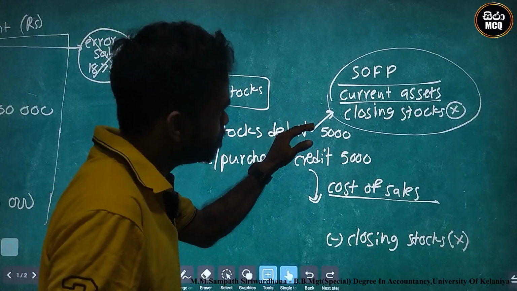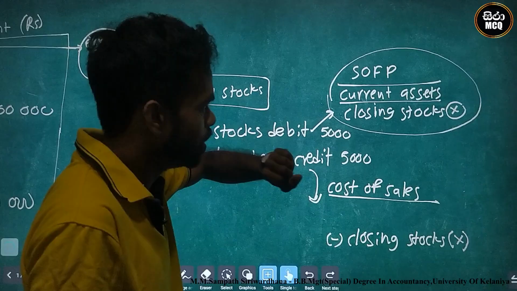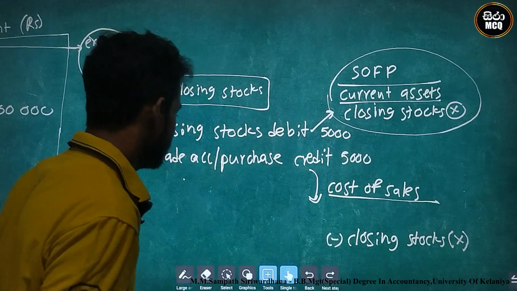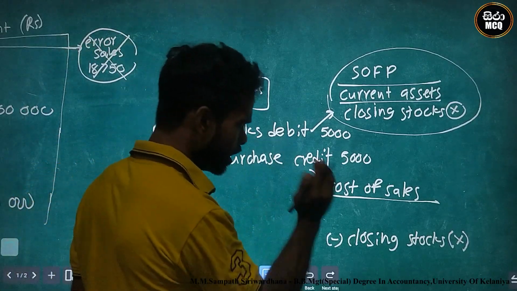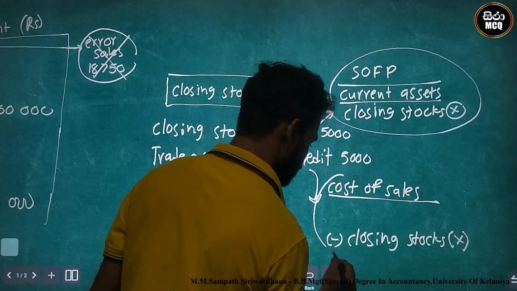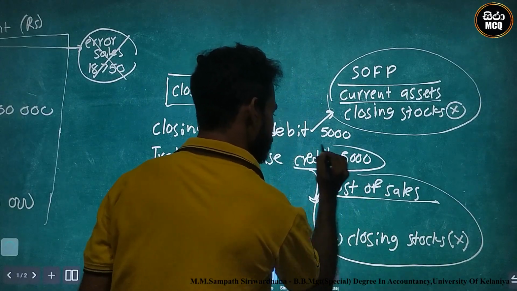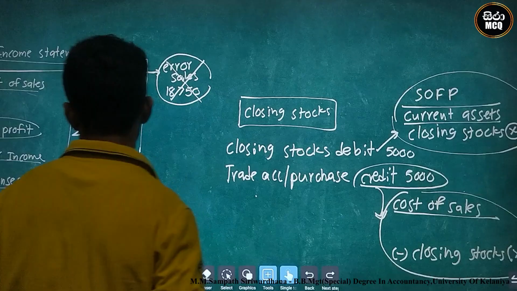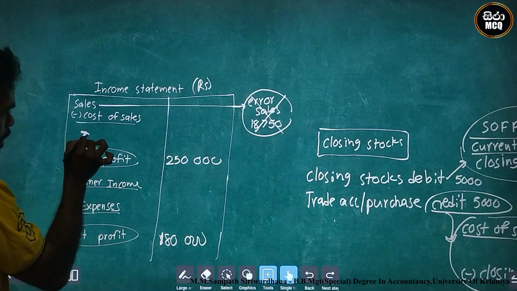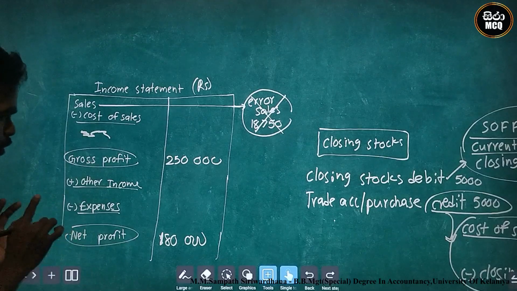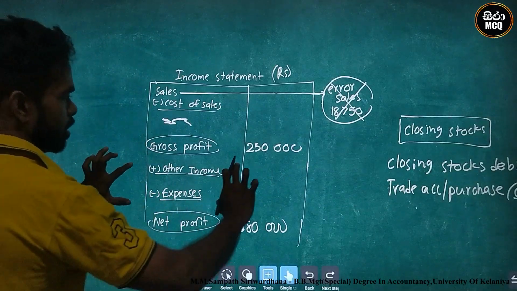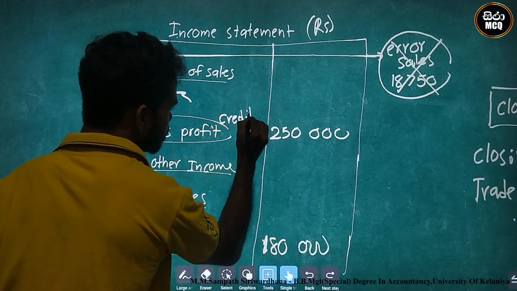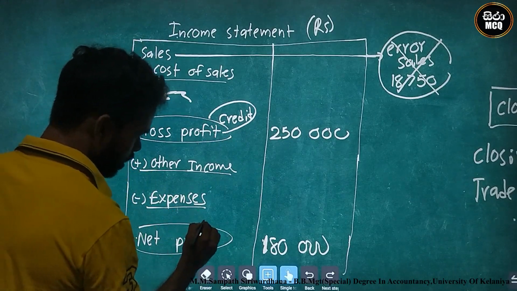Again, this impacts the statement of financial position. Why? This is a debit, so the destination is the statement of financial position. But the trade account, purchase account credit, is the impact to cost of sales. This credit of 5,000 impacts cost of sales. Remember that gross profit is a credit balance. Profits are credit balances. Net profit is a credit balance.